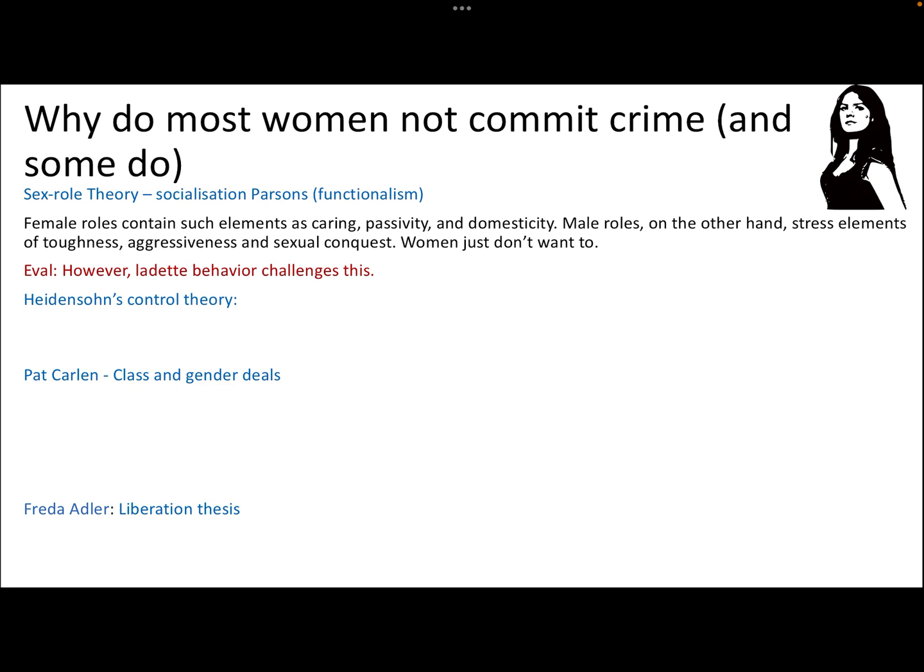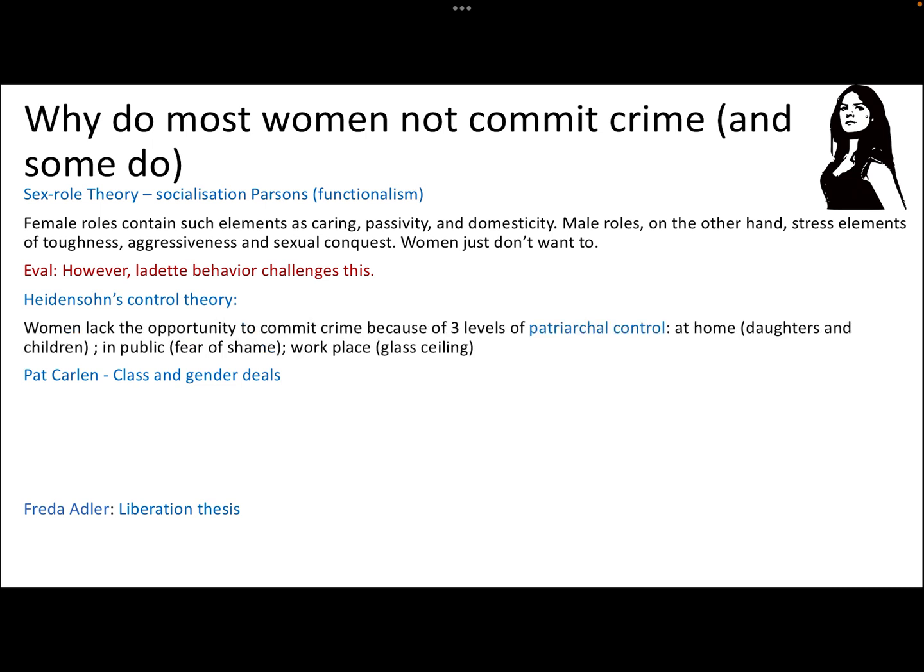Heidensohn's control theory. Now Heidensohn is a feminist. She actually says it's the fact that women lack the opportunity to commit crime. So it's not necessarily that they don't want to; they just can't because they are so highly controlled by patriarchy in three different contexts. So she says at home, women are controlled. For example, daughters quite often aren't let out as late. Daughters' time is controlled much more by parents. Parents are much more restrictive over daughters compared to sons. I know that certainly happened in my case compared to my brother.